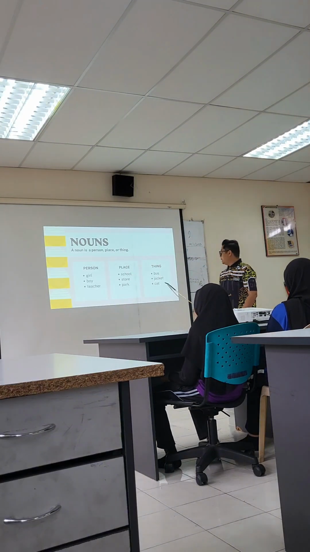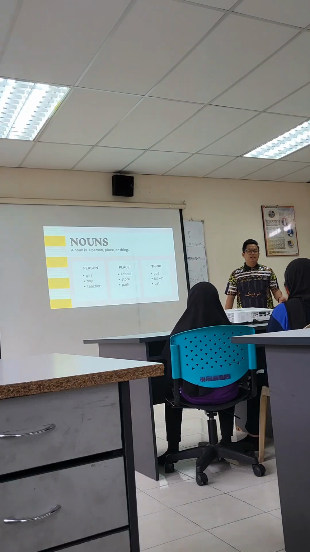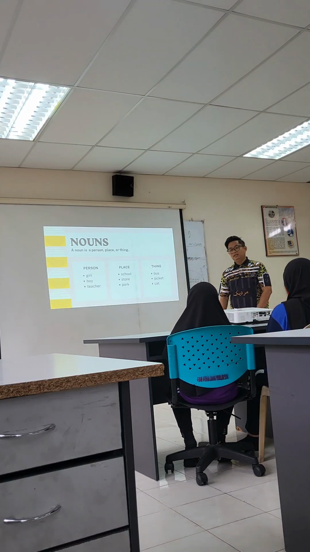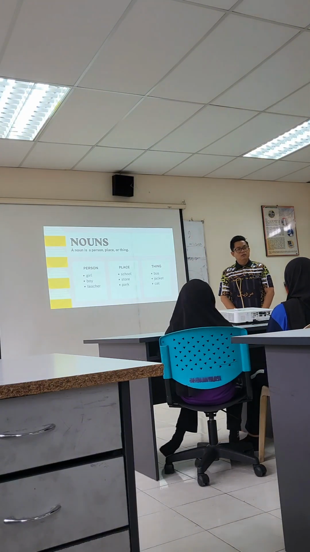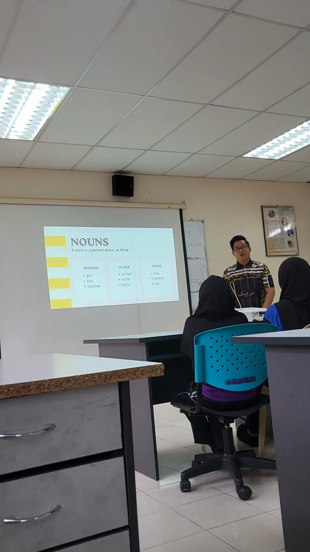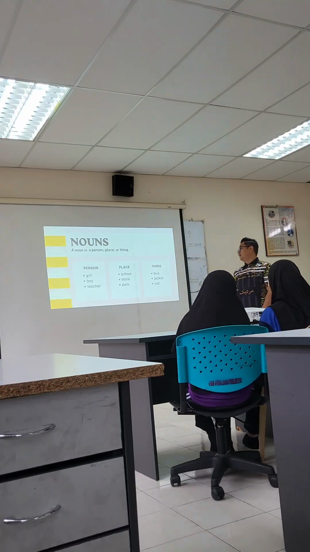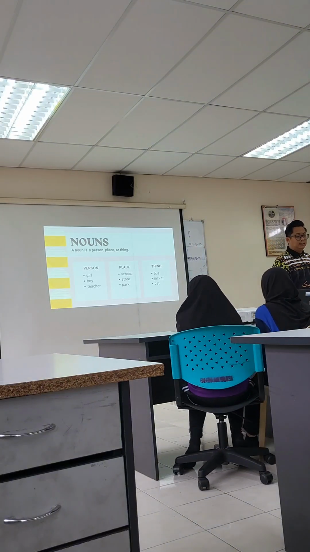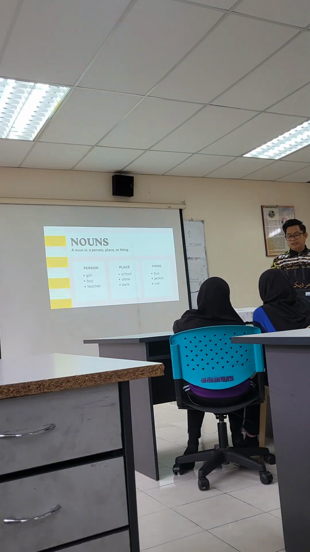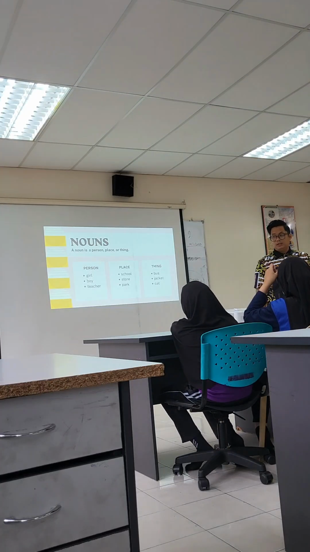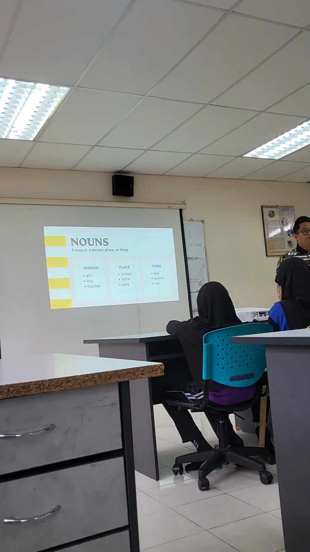For example, cat is a common noun. What is an example of a proper noun for cat? Kitty. What else? Toyo. You call your cat Toyo? Oreo. Toyo. Very cute name. Okay? So there is noun. Remember, noun is kata nama. And basically in general we can divide nouns into two, common and proper noun.